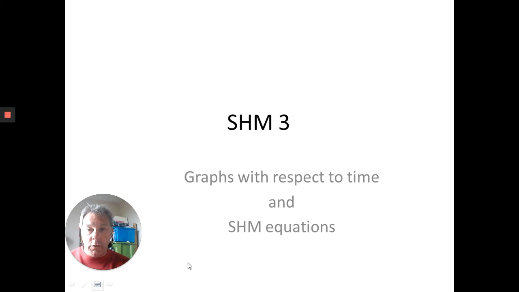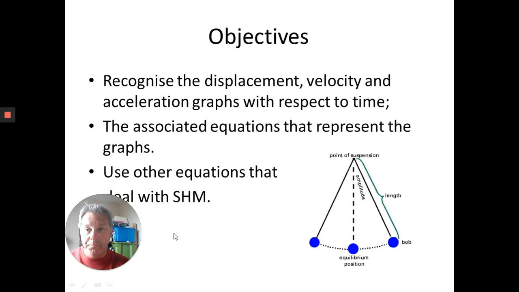Now, we are looking at simple harmonic motion again. It says SHM3. I think it's only the second one. I decided to scrap the second one that I did make, which I was going to put out yesterday. I thought it was more confusing and it was something you didn't really need to know. It was just again about the link between circular motion and SHM. But today we're going to look at how the graphs and the SHM equations work. So we're going to look at displacement, velocity, acceleration graphs with respect to time. We're going to look at them as equations as well. And then we're going to use other equations that also deal with SHM.